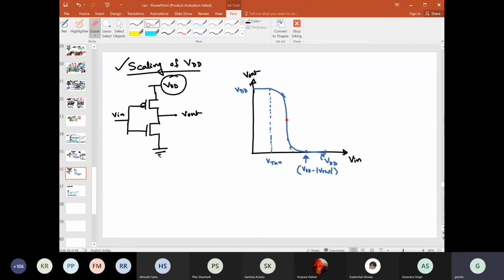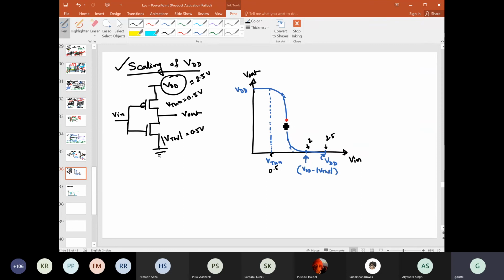Now say this is the case when VDD is equal to 2.5 volt, and the threshold voltage of this NMOS is 0.5 volt, and the threshold voltage of PMOS, I am putting it as a modulus, is also 0.5 volt. So this is 0.5 and this is 2.5, so this should be 2. You can find this VTC, and if both Kn and Kp are the same, then this point is expected to be around 1.25.